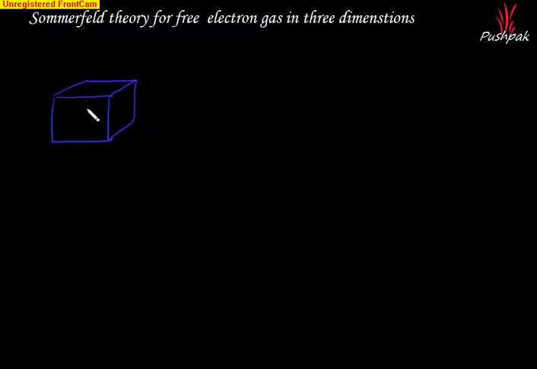let us say this is a cubical portion of metal, which is represented in these three directions. Let us have x-axis, y-axis and z-axis. The metal portion is aligned along the three directions in Cartesian coordinates, such that O is the origin.